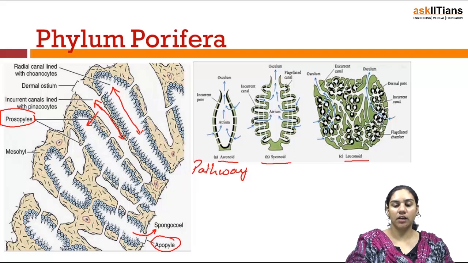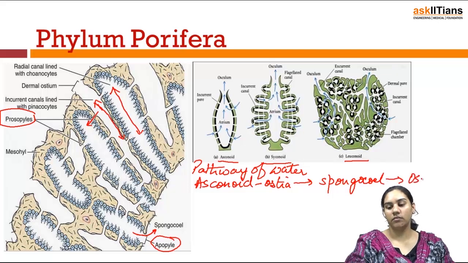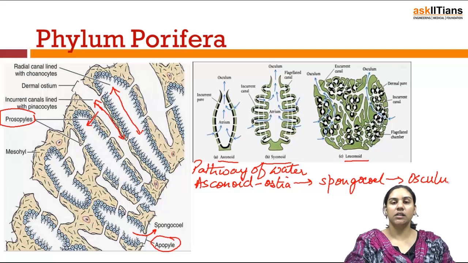in asconoid canal system is from the numerous ostia. The water enters into the spongocoel and then into the osculum. It is exited out.